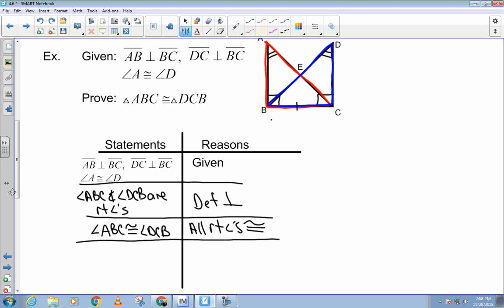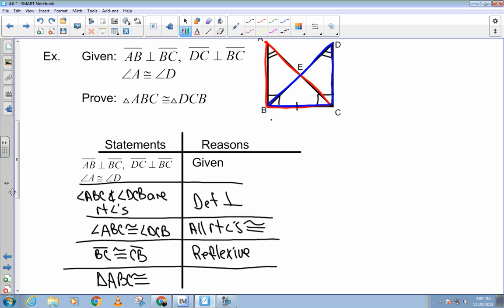Alright, and then you said they shared BC, correct? Now, if I said BC for the red triangle, what would I say for the blue one? I would have to switch it to CB. Okay, good. And that is by the reflexive property. So are we good? Okay, so now we can say that triangle ABC is congruent to triangle DCB by AAS. Questions on what I did there?